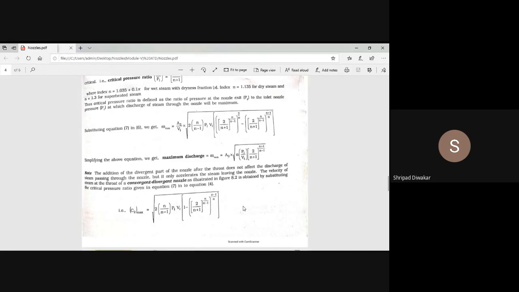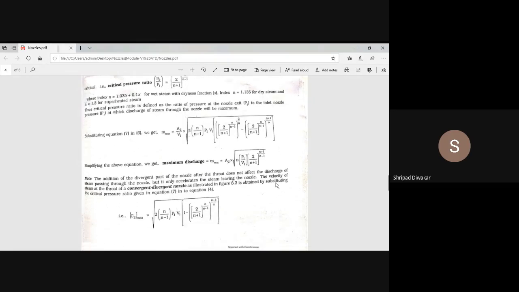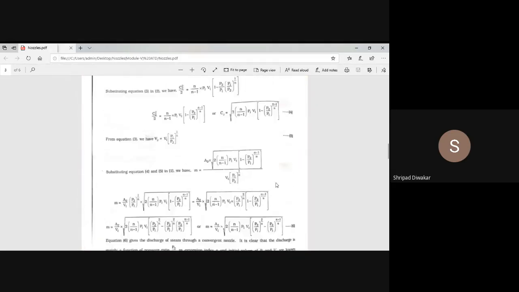Now, how to find the maximum velocity? We found out everything: the critical pressure ratio and the maximum discharge. For the maximum velocity, you have to refer to equation number 4. What is equation number 4? This is the expression for the normal velocity, not the maximum velocity. To get the maximum velocity, once again you have to substitute the value of P2 by P1, which, as I said, is nothing but your critical pressure ratio.